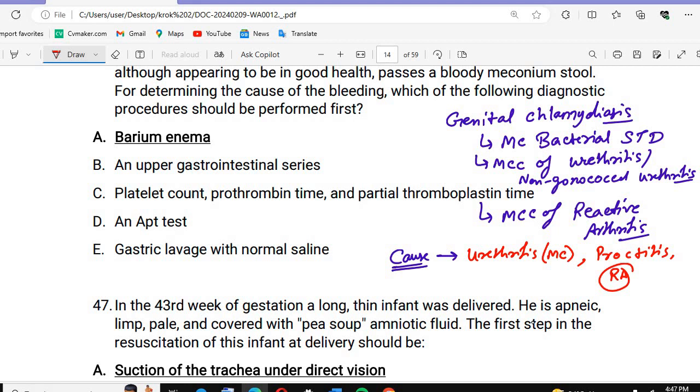Okay, in the female it causes cervicitis, endometritis, and we studied that it also causes Fitz-Hugh-Curtis syndrome. Who gets it? Females. So remember Fitz-Hugh-Curtis syndrome, which is seen in females having chlamydial infections. I hope this is clear.